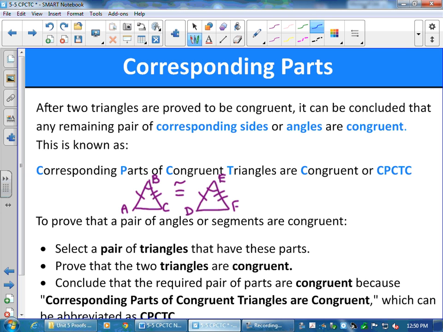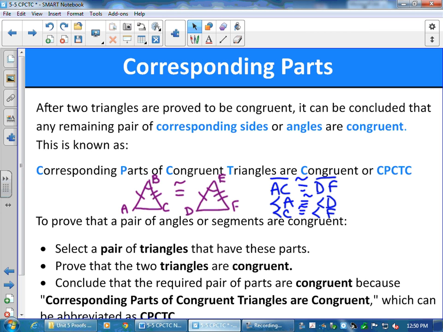So I can say that AC is congruent to DF. I can say that angle A is congruent to angle D. And I can say that angle C is congruent to angle F. Those are just the remaining sides and angles. Okay, so we're going to use this in proofs.